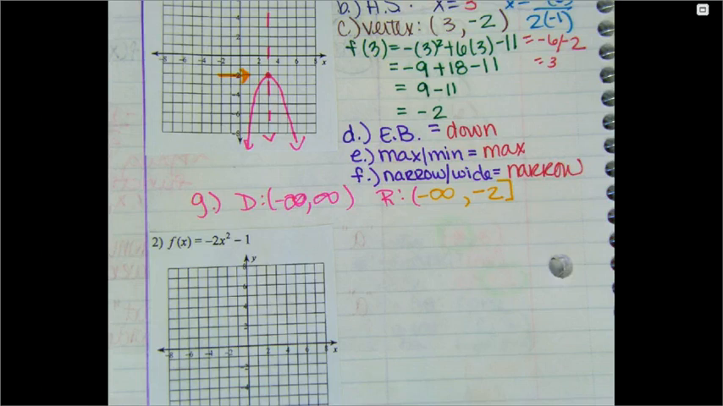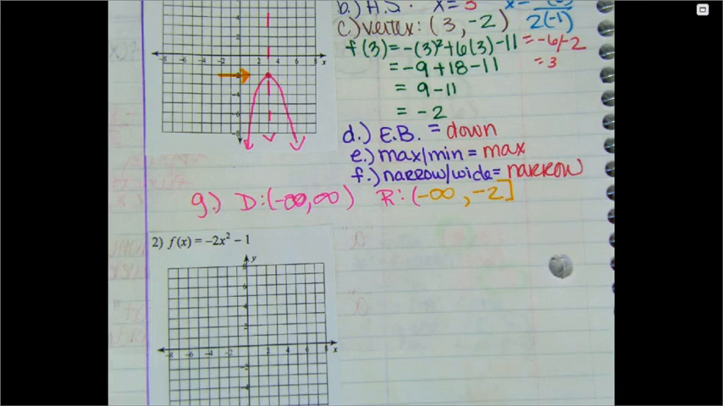Ready? If you got stuck on anything, it was letter B and letter C. You should be able to solve most of it until you get to range, right? So if you got stuck, you should still be able to do end behavior, max, min, narrow, or wide. You can always do the domain, but then the range would get stuck because you're stuck on the vertex, correct?